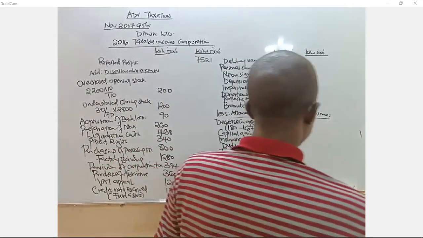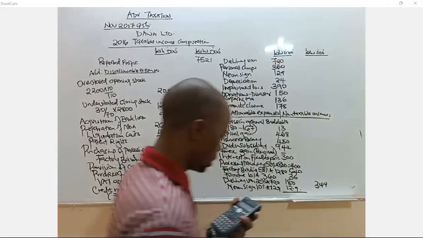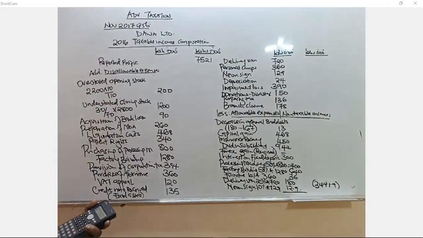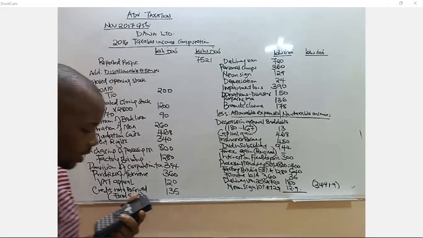I get 3441, 3449. Let me take it out. That's 3441.9. That is what we are supposed to be subtracting. The other one is the additions: 200 plus 1200 plus 90 plus 260 plus 468 plus 340 plus 800 plus 1280 plus 394 plus 360 plus 120 plus 135 plus 720 plus 360 plus 129 plus 24 plus 390 plus 150 plus 136 plus 178. I get 7734.